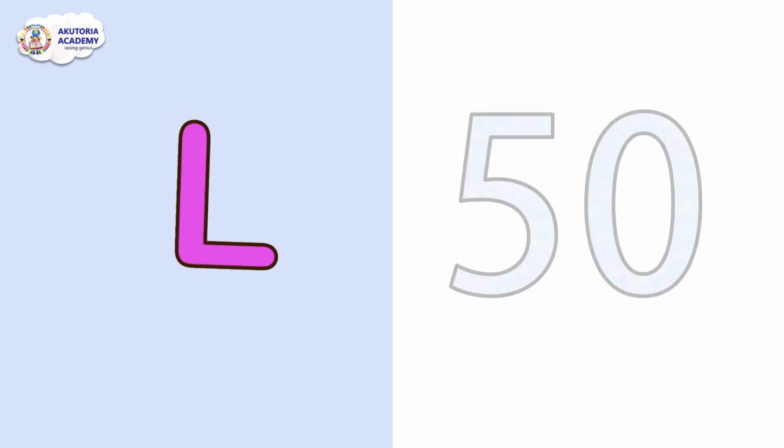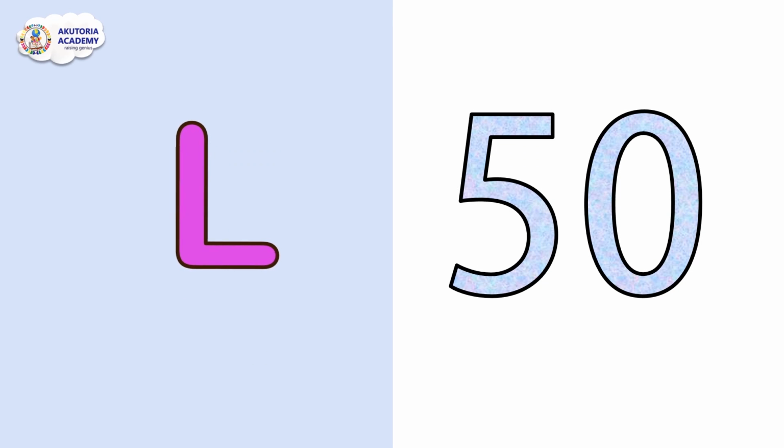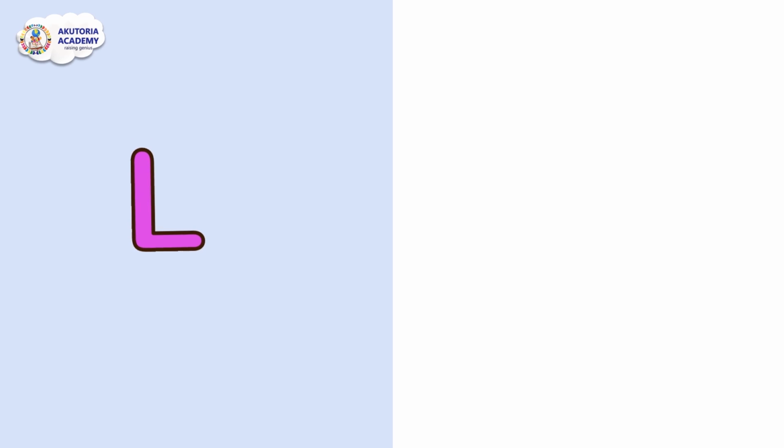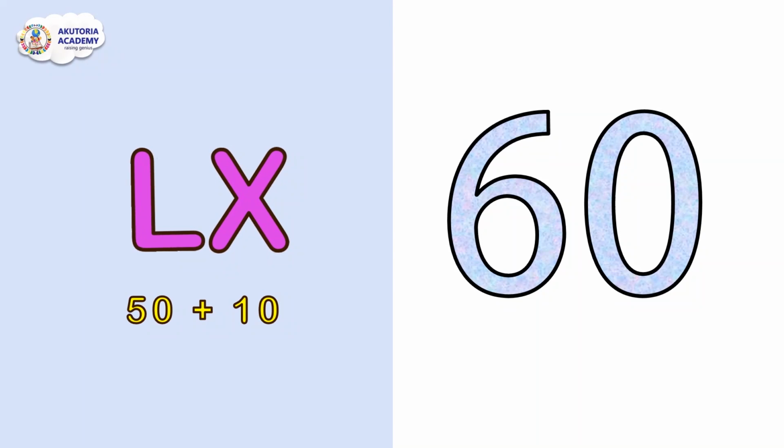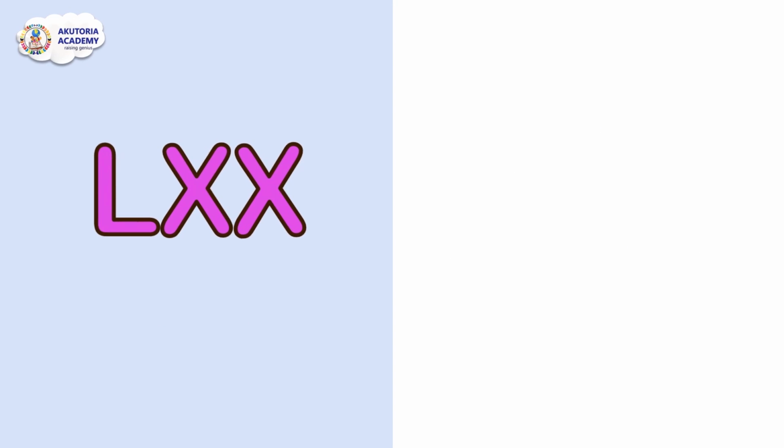L signifies 50. Whenever we see L in our Roman numerals, it stands for the number 50. Remember, we know L to be 50. What if we add an X to the right hand side of L? LX becomes 50 plus 10. 50 plus 10 is 60. Correct.